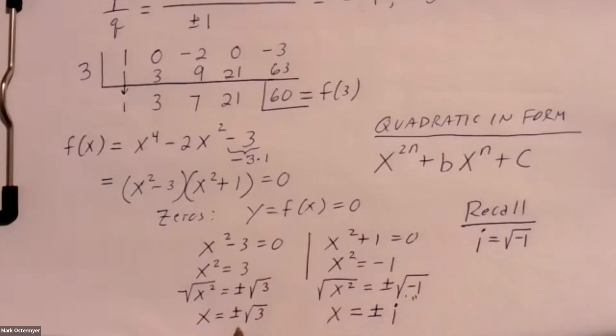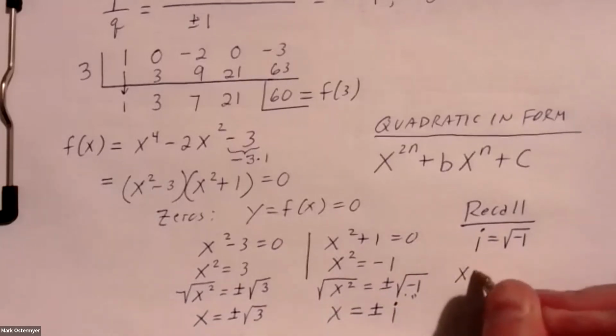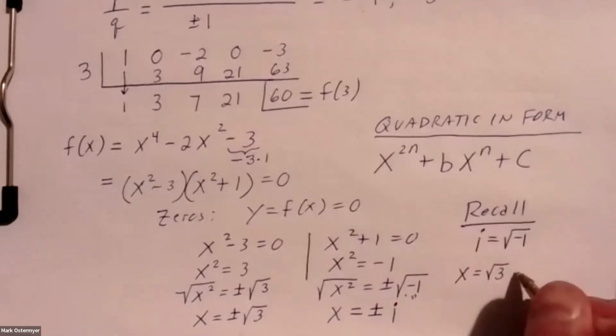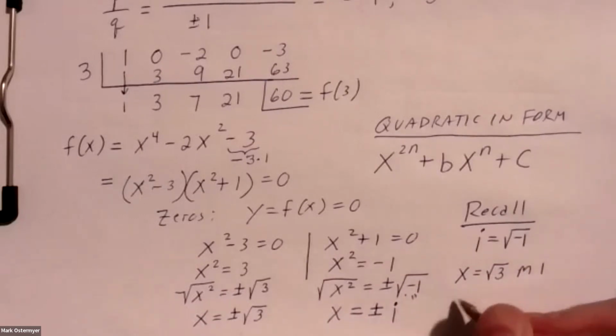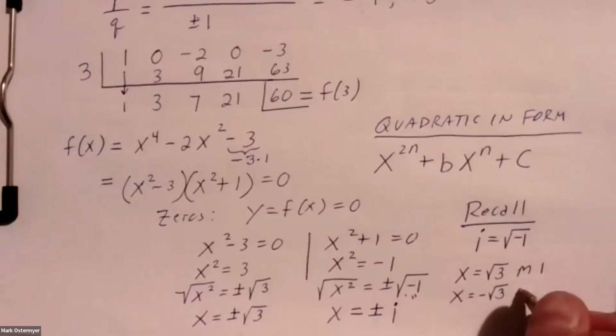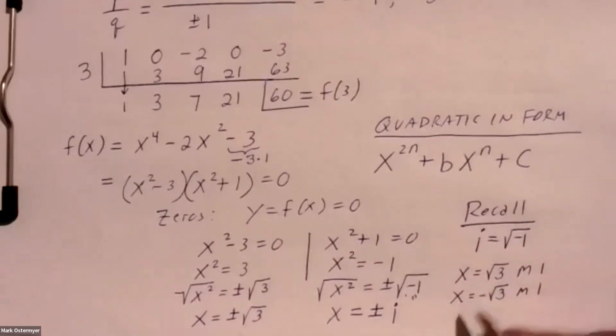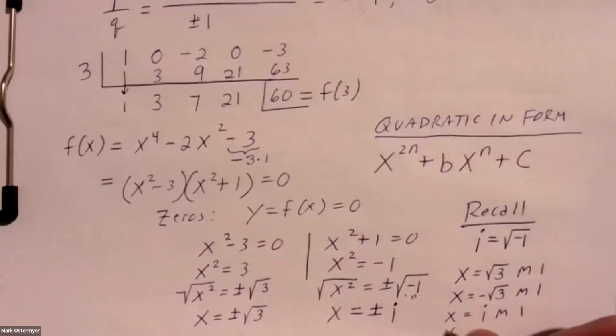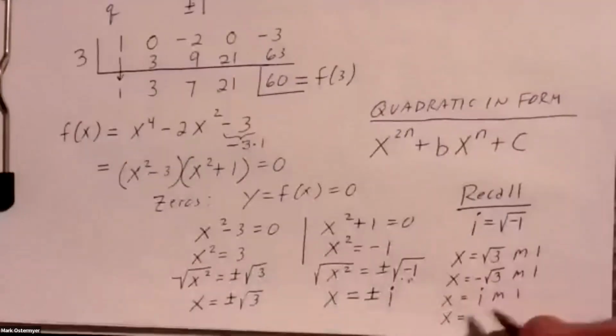Furthermore, ladies and gentlemen, I have a question for you. What was the multiplicity of these zeros? What's the multiplicity of positive square root of 3? Well, that's just going to be a multiplicity of 1. What's the multiplicity of the other zero, negative square root of 3? That would also be multiplicity of 1. What's the multiplicity of positive i? That's multiplicity of 1.